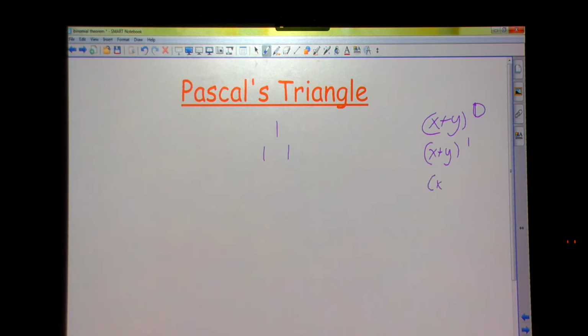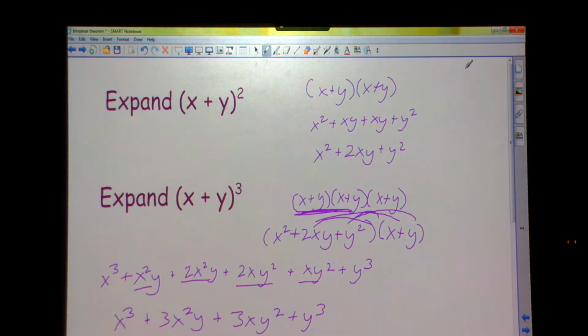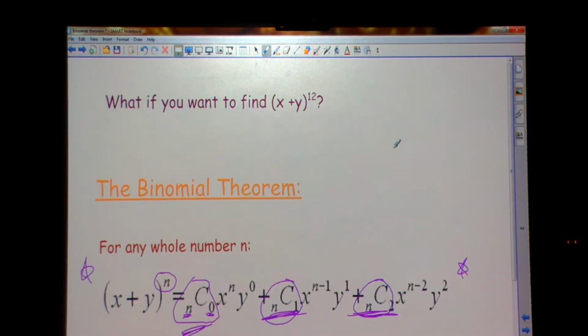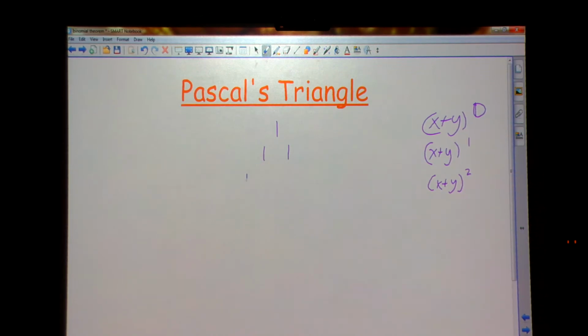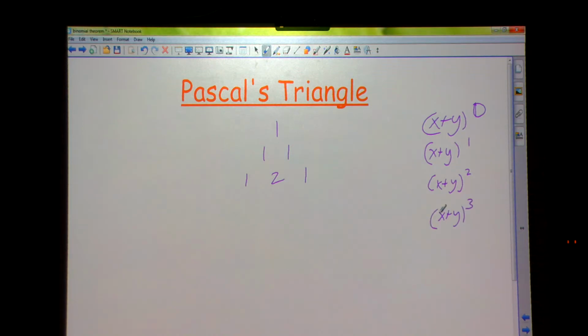Then I look at the coefficients from x plus y squared, which we already did. Its coefficients are 1, 2, 1. So I want 1, 2, 1. Then I look at x plus y cubed, which we did. Its coefficients are 1, 3, 3, 1. Then to the 4th power, its coefficients are 1, 4, 6, 4, 1.